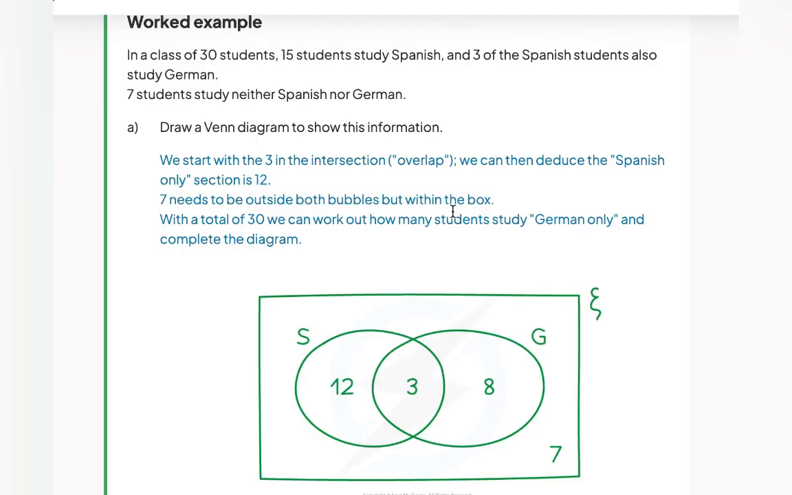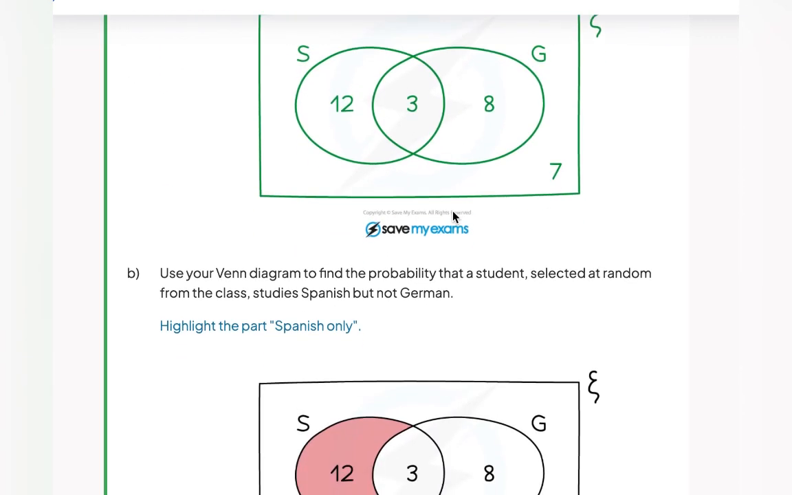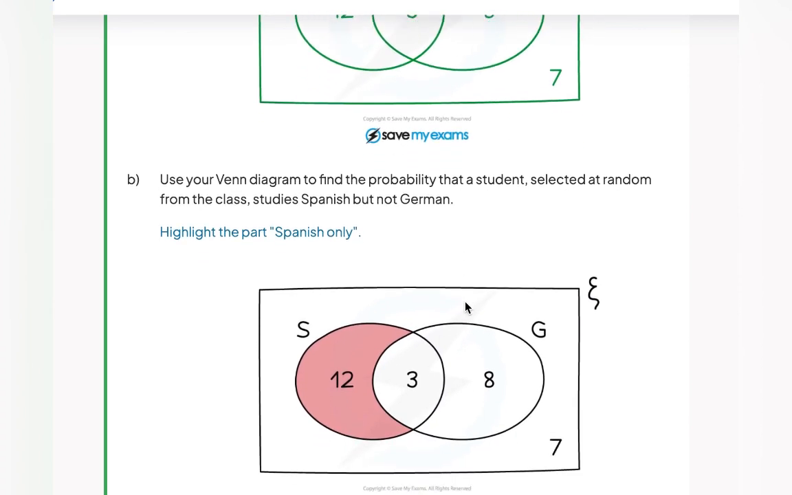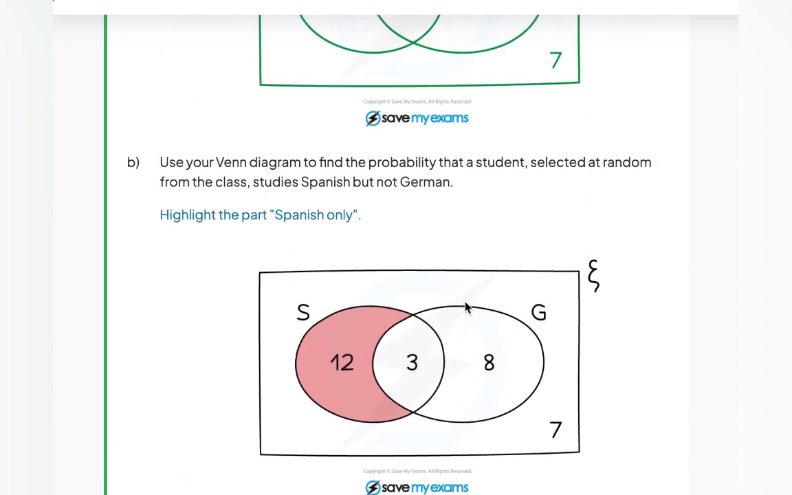Now let's see the B part of the question. What are they going to ask us to do? The B part of the question says, use the Venn diagram to find the probability that a student selected at random from the class studies Spanish but not German. Probability that I study Spanish but not German.